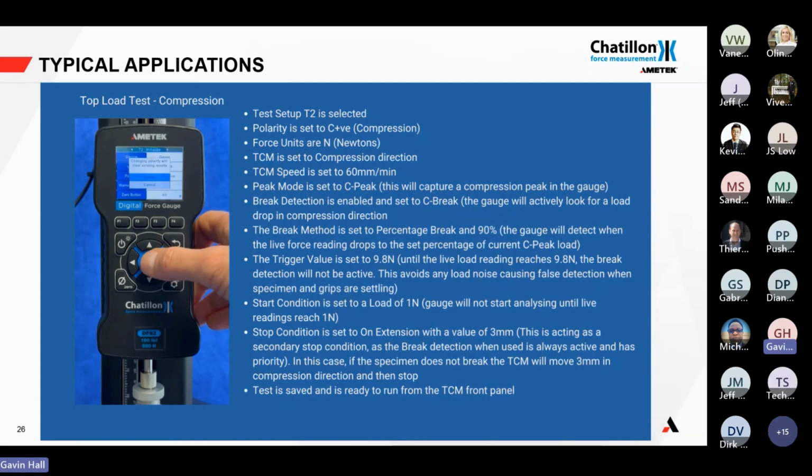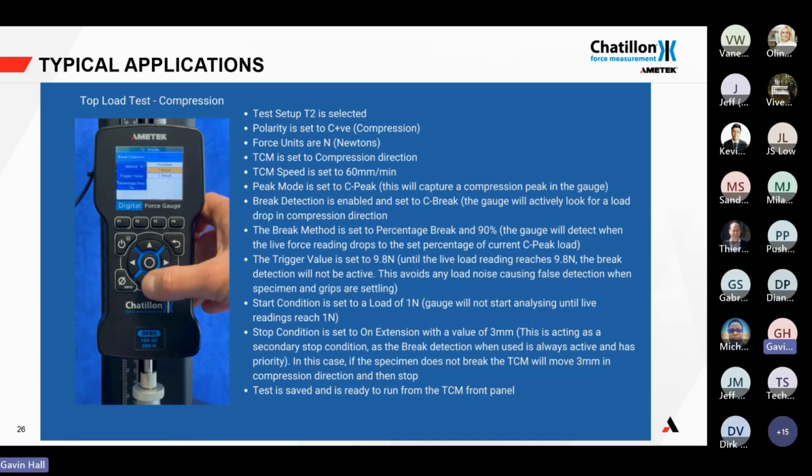The force units are in newtons again, but this time we're going to set the test stand to go in compression, and we have a set speed of 60 millimeters per minute. We have a break detection, this time set to C break, so the gauge will actively look for a load drop in the compressive direction. Within the break method, we have a percentage break, so we set it to 90%. The gauge will detect when the live force reading drops below that value.